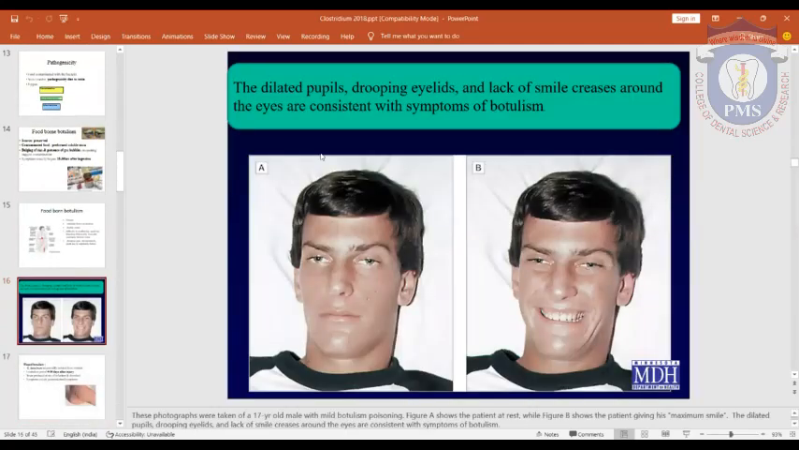This is a typical photograph. That is, this is a photograph taken of a 17-year-old male with mild botulism poisoning. Figure A shows the patient at rest, while figure B shows the patient giving his maximum smile. The dilated pupils, drooping eyelids, and lack of smile creases around the eyes are consistent with the symptoms of botulism.